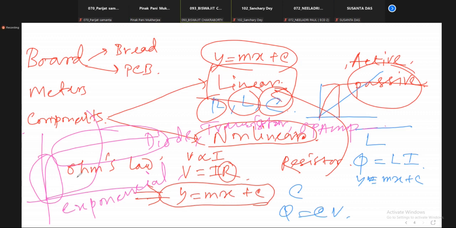Sir, how are resistors active elements? I have not covered active and passive yet. If you have any question up to linear and non-linear, you can ask.